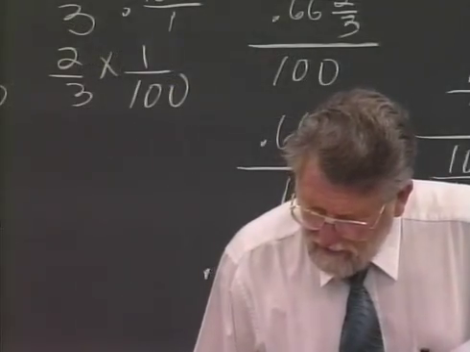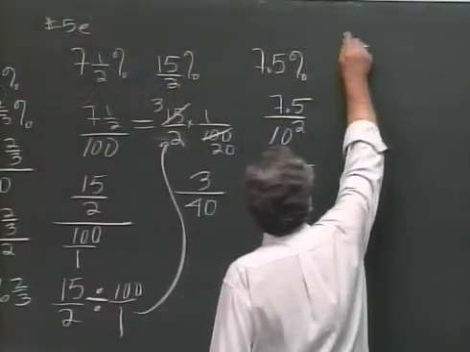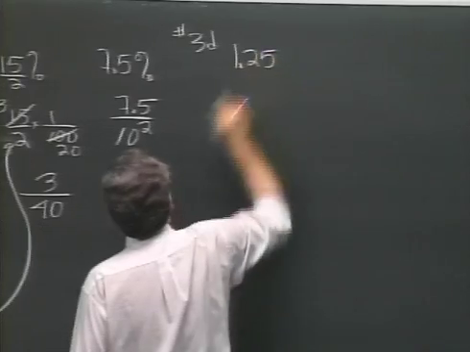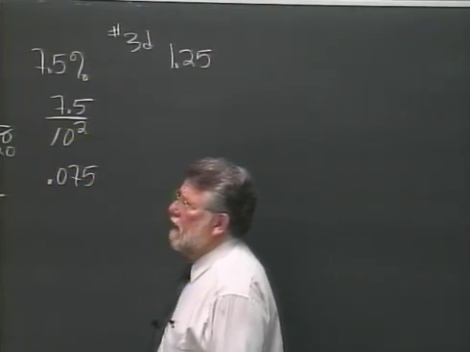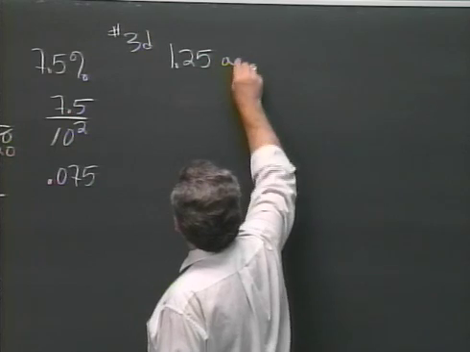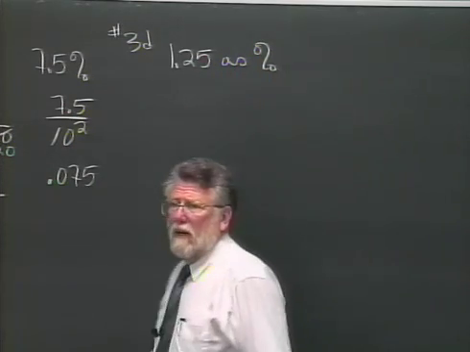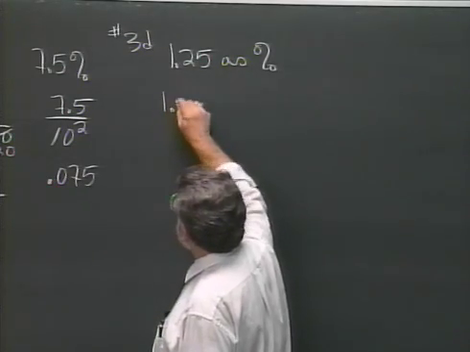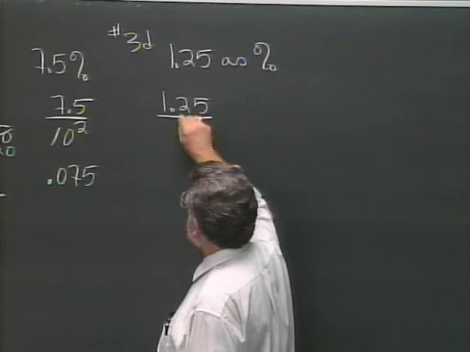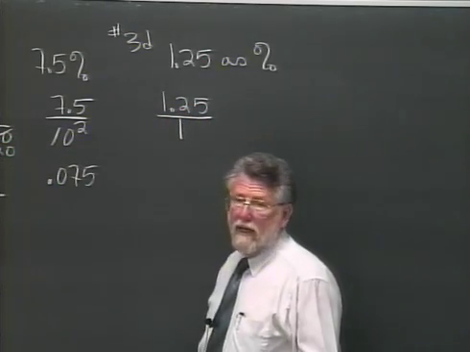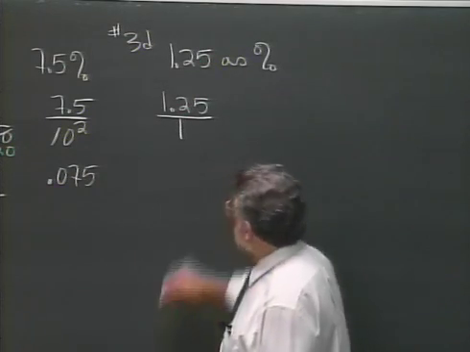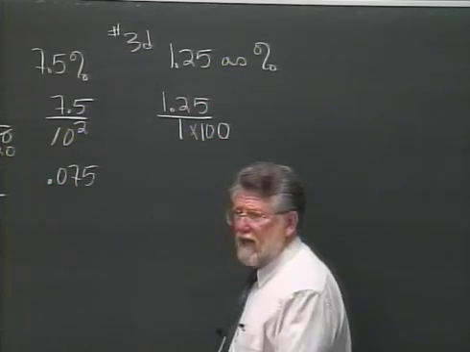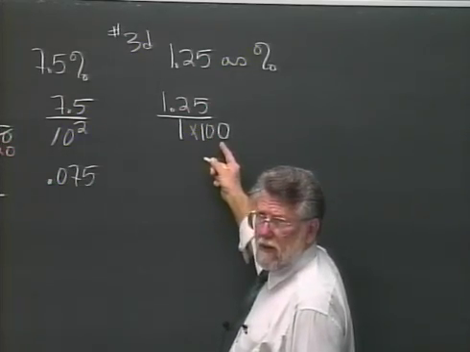And this one is 1.25. We just want to know, 1.25 is a what? What am I supposed to do with it? As a percent, which means I want it over what? 100. Now, as it stands, I could just do this. It's over 1. How can I get anything over 100? Multiply the denominator by 100. Basic principle of fractions, what I do here, I must do to the top.